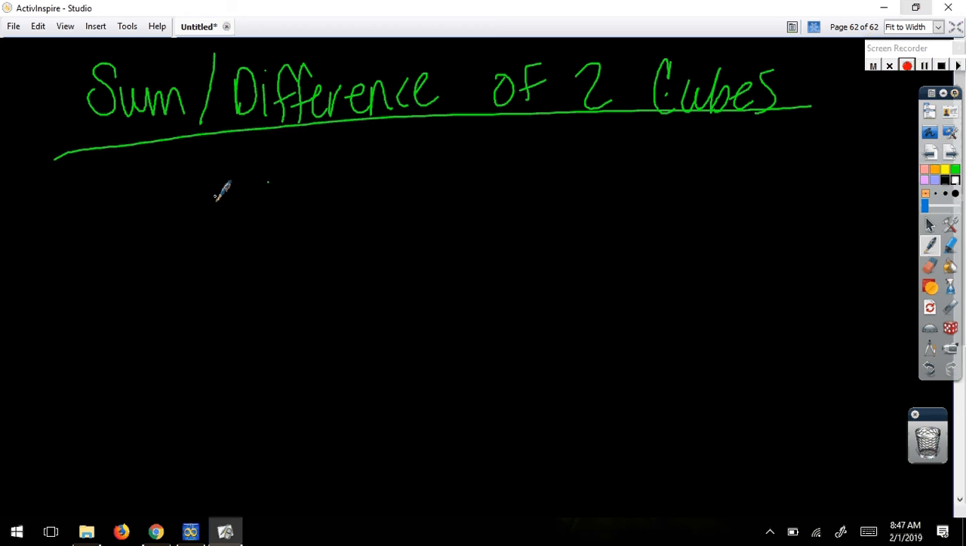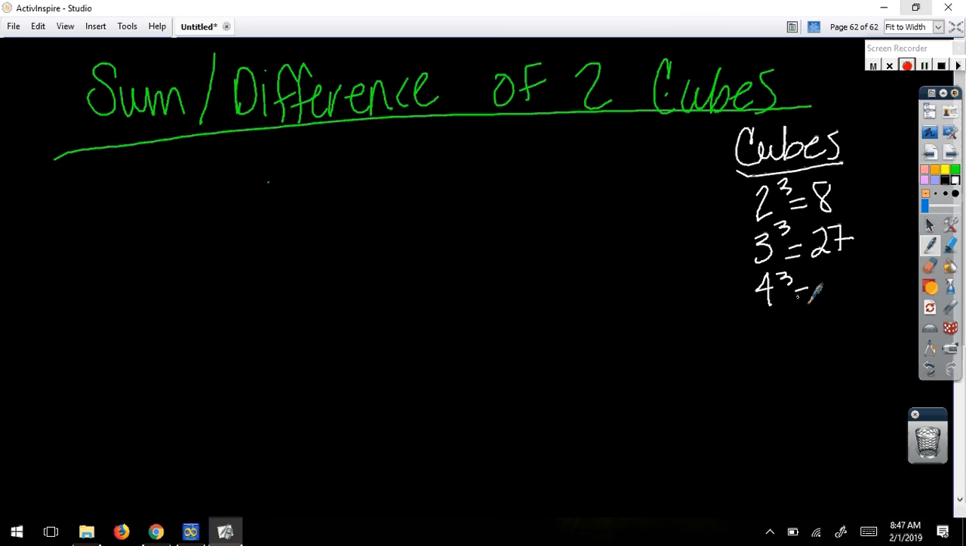Cubes are powers of 3. So, 2 to the third is? 8. Yes. 3 to the third. 27. Good job. 4 to the third. 64. 5 to the third. 5 times 5 times 5 is 125. 6 to the third, 216. We're going to have to be able to recognize those.